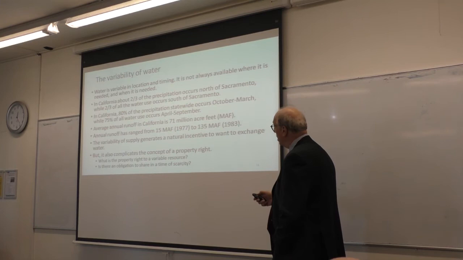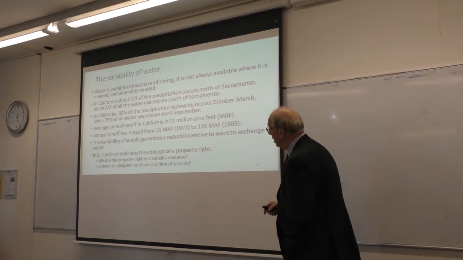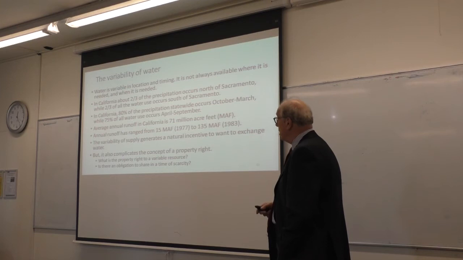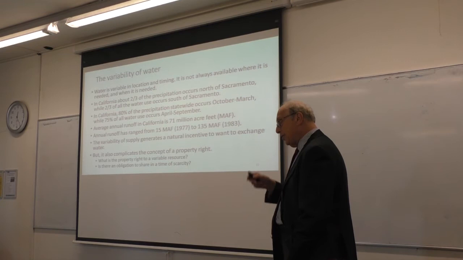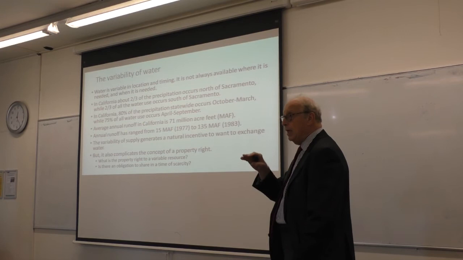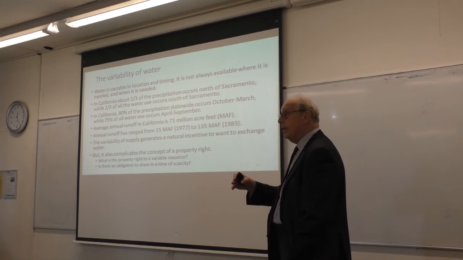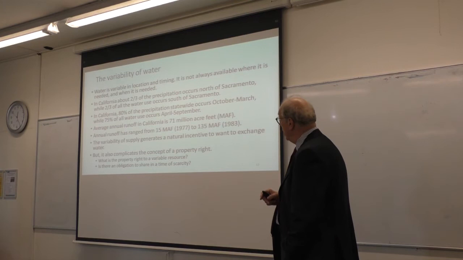The water rights are clouded, and I'm going to come back to that. Another major complicating feature of water is that it's variable. It's variable in location, and it's variable in timing. And the issue with water is essentially getting water at the right location, at the right time, with the right quality. California is a prime example. Sacramento is the capital of California, but it's in the northern part of the state. Two-thirds of the population in California lives south of Sacramento. Two-thirds of the precipitation occurs north of Sacramento. The people are not living where the rain is.